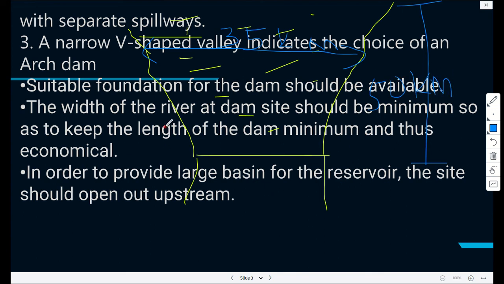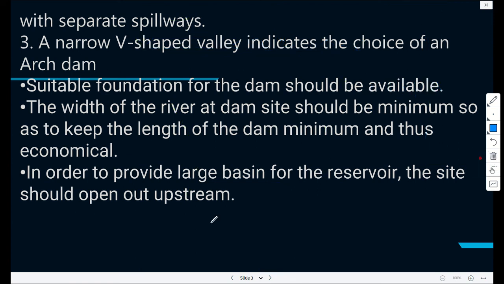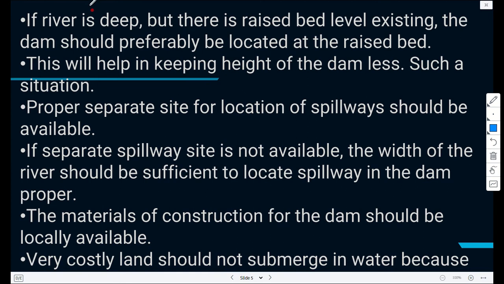Because then you need space. This is what you are saying. A large basin, you need space, because if there is no space, then when you impound the water, it will affect the people living nearby the site. This is repeated.